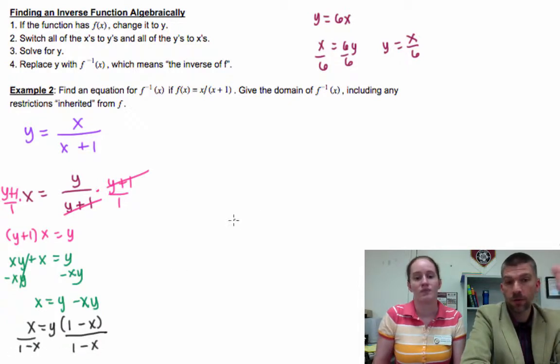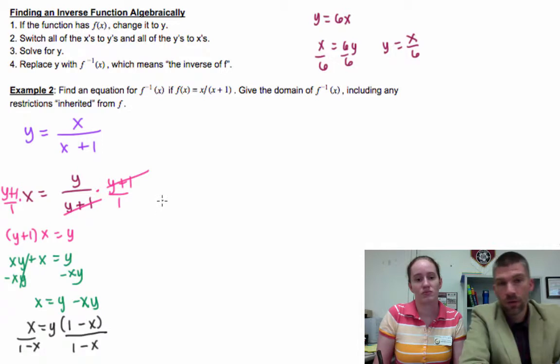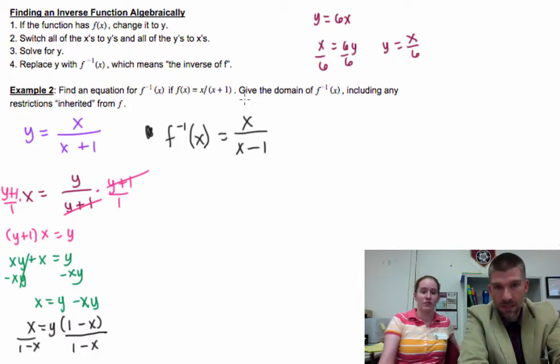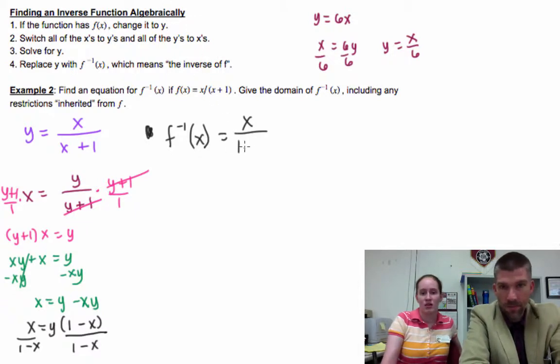Now, would you write that up there next to the purple one? Yes, right there. f negative 1 of x equals x over 1 minus x. Those are super similar. 1 minus x, not x minus 1. Oopsies.